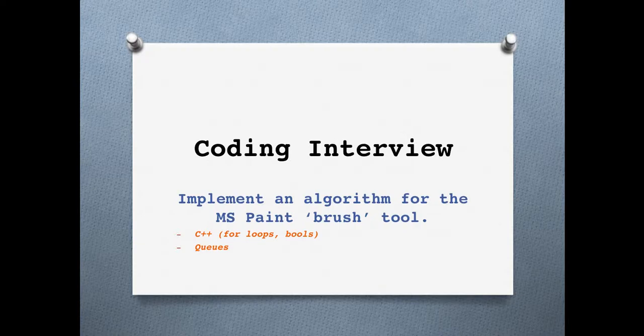Hey guys, so in this tutorial video I'm going to be going through this coding interview question. We're being asked to implement an algorithm for the MS Paint brush tool. I'm going to assume that you guys know some basic C++, so for loops and bools, and we're also going to be talking about queues. Alright, so let's get started.